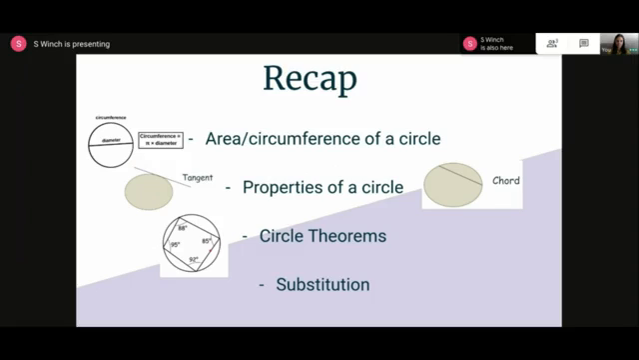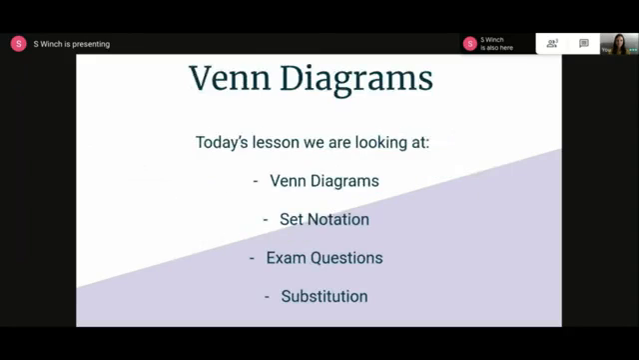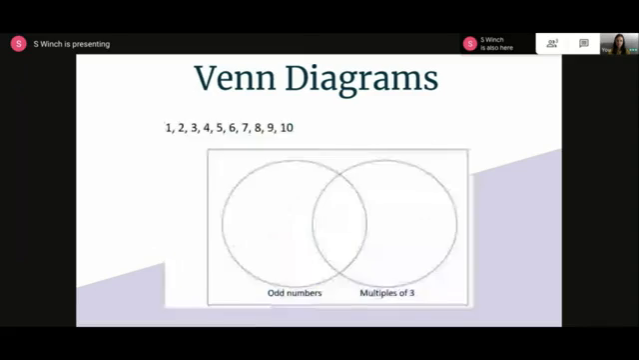And then we briefly spoke about substitution, but we're going to recap substitution and go into a little bit more detail today. So today we're going to first start off with Venn diagrams, talk about the set notation in Venn diagrams and what the set notation looks like in terms of shaded areas and shaded regions. Then we're going to look at some exam questions and finish on substitution. So without further ado, we're going to look at Venn diagrams.